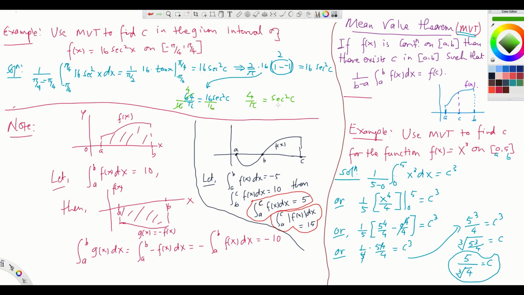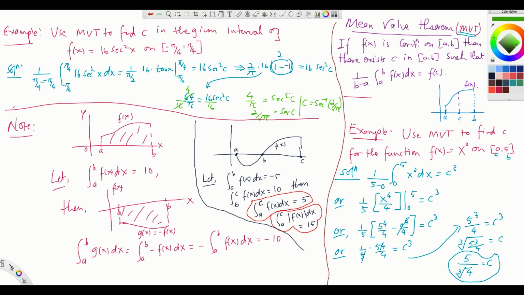Okay, so how do I solve this? Take the square root. You will get 2 over root pi, right? Because I'm taking the square root on both sides. 2 over root pi equals secant c, and then take secant inverse on both sides, or arcsecant on both sides. Therefore, c equals secant inverse 2 over root pi. That is the final answer.